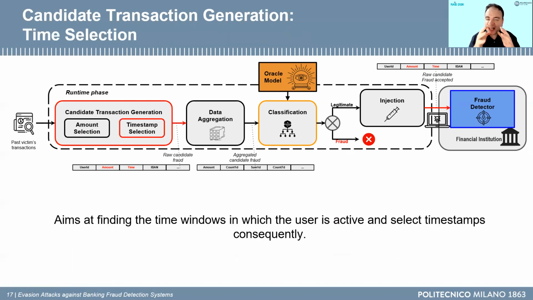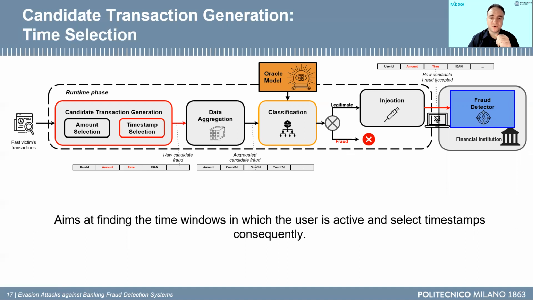Once the attacker has selected the amount to steal, he or she needs to identify the best time to perform the transaction. In other words, it has to select the timestamp. A naive approach would be to explore all the possible timestamps within the period in which the attack occurs, but this would be inefficient. To avoid this issue, we propose an approach that basically aims at finding the time windows in which the user is active. In fact, the attacker can observe user activity and select timestamps consequently.